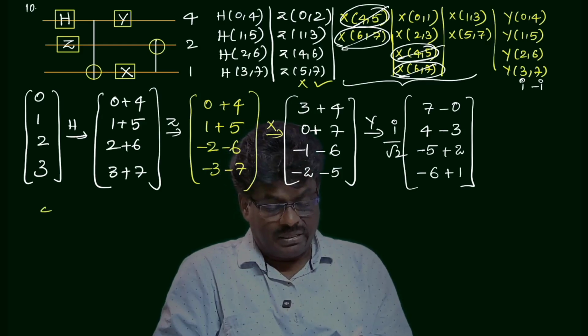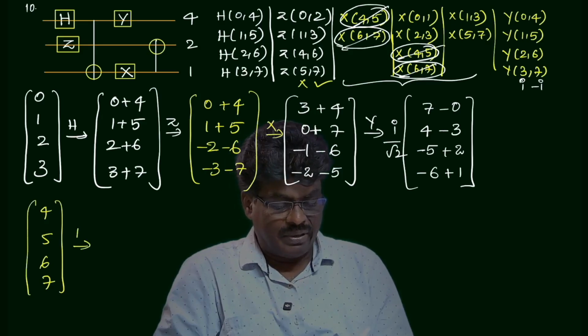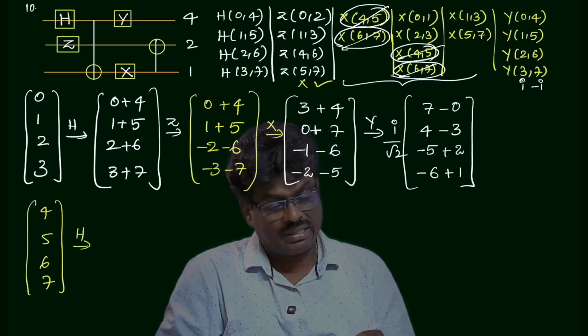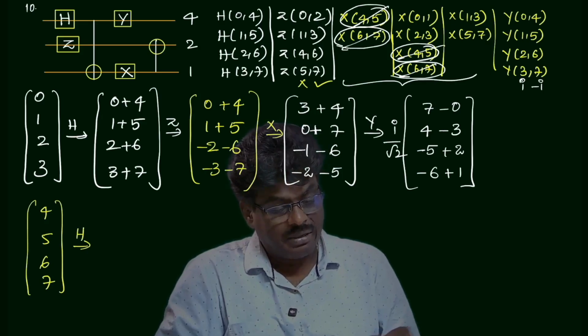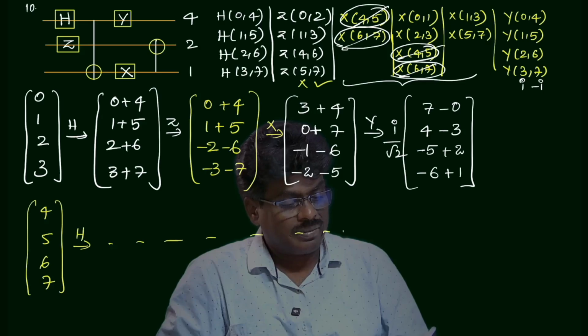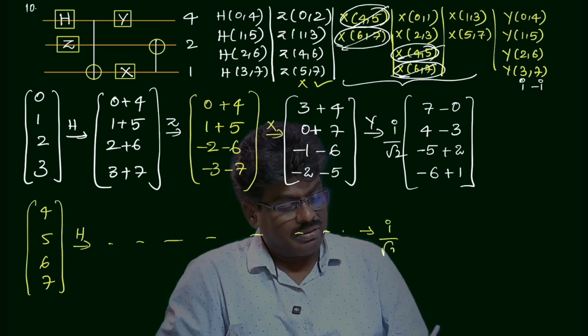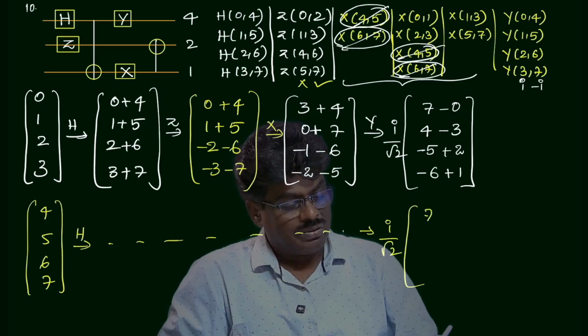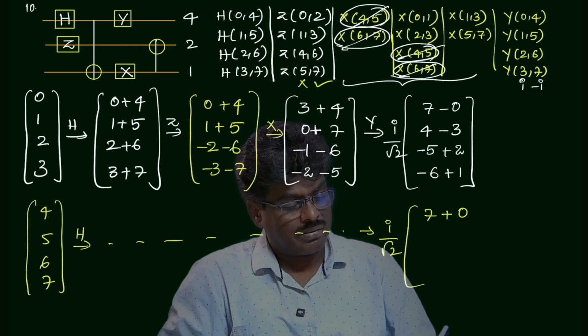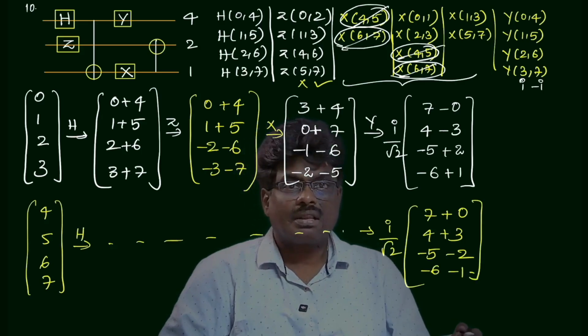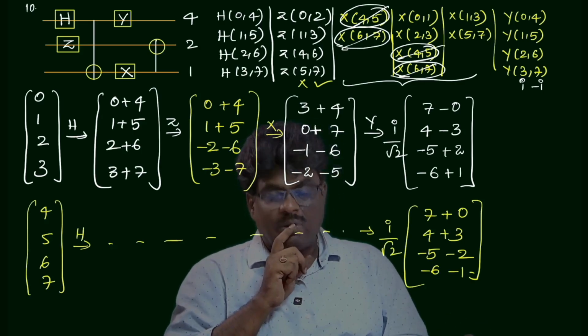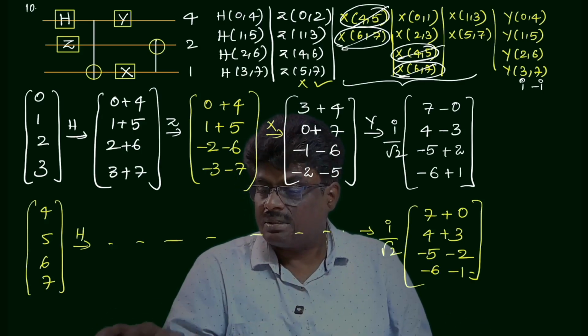And if you want to write for 4 5 6 7, this is the advantage whenever we have a Hadamard gate in the beginning, in the starting. So this is the advantage, no need to do all these things. And come here, i by root 2, just change the middle sign. Minus 5, minus 2, minus 6, minus 1, like this. Okay, so I hope you are following all these quantum circuits.